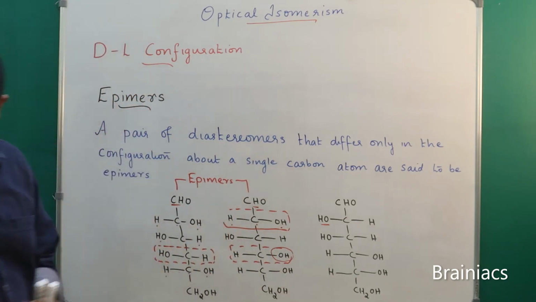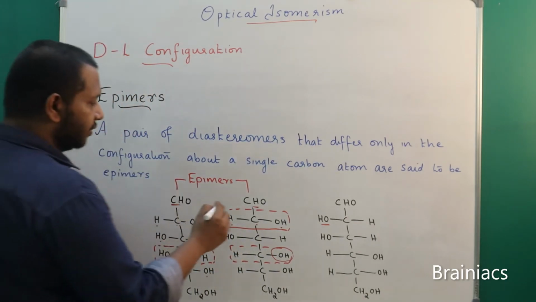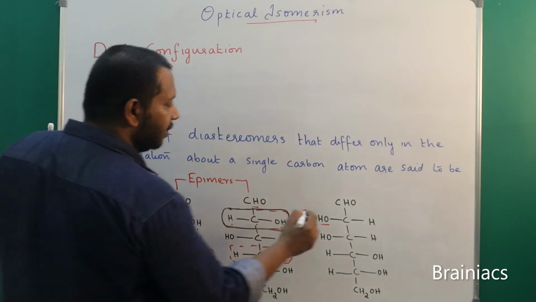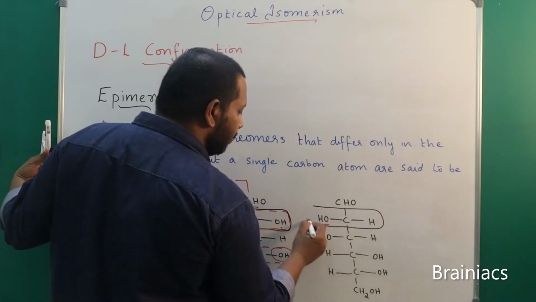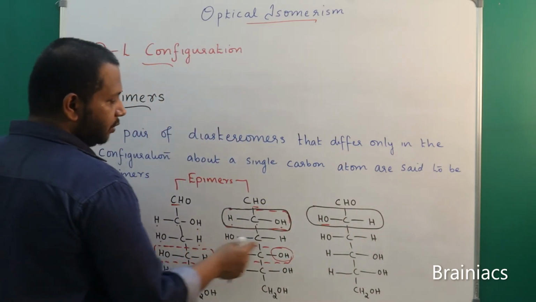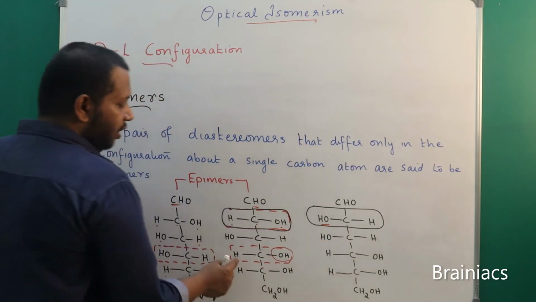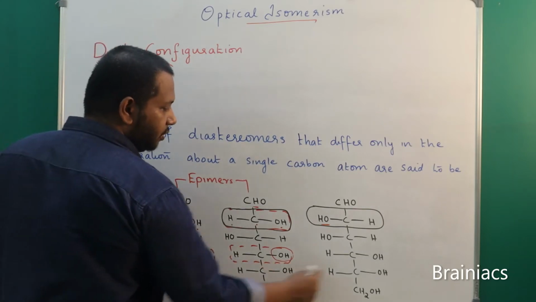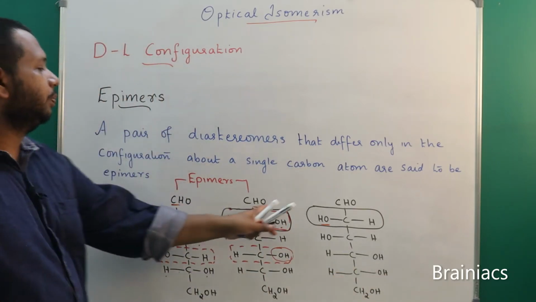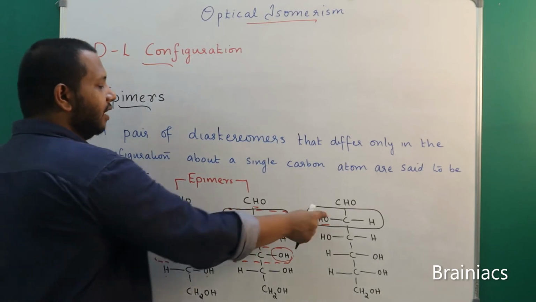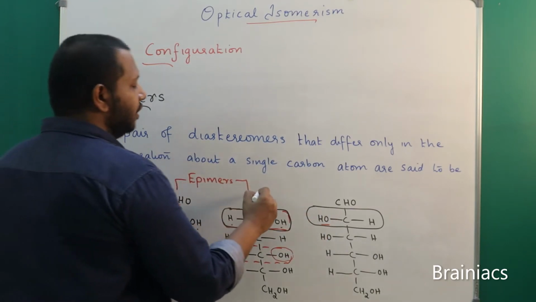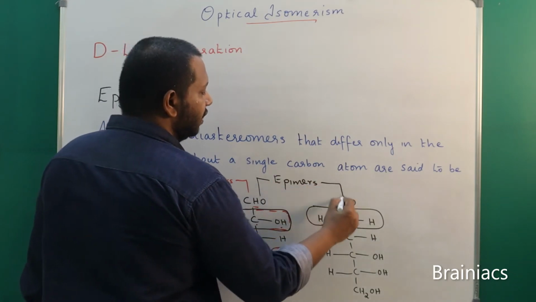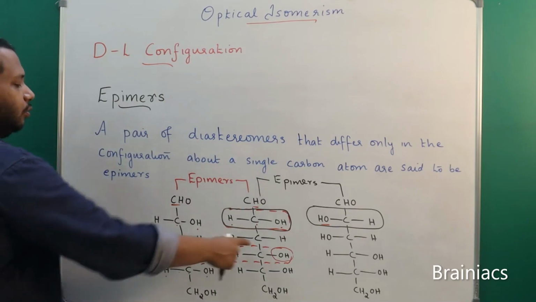Let me take another color for your understanding. So here they are differing, here also they are differing. But we will compare with the other one. Here OH on the left, here OH on the left, H on the right, H on the right, H on the left, H on the left, OH on the right, OH on the right. So for these two also they differ only at this chiral center with respect to H and OH position. So we can call this also a pair of epimers. Clear? These two are a pair of epimers and these two are also a pair of epimers.